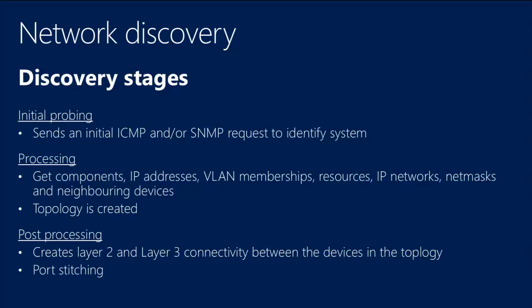And we actually find that system, do get location, get sysinfo, and understand that we're talking to the right device. The processing will get the components, IP addresses, the VLAN memberships, resources, IP networks, net masks, etc. And we build this initial topology. And then post-processing, we actually start understanding that we have a switch with a certain port, with a certain MAC address. We see on the other hand our Windows server with that MAC address, and we start doing these things like port stitching and such.